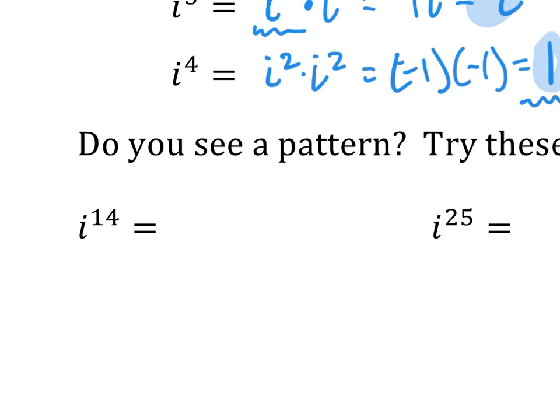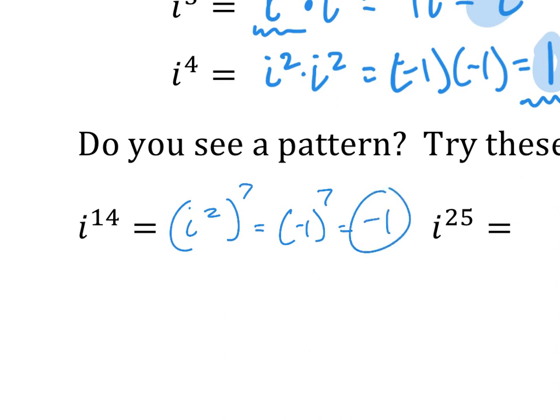So here we can say this. Well, this is I squared to the seventh, right? And what's that worth? Well, that's just negative 1 to the seventh. And negative 1 to the seventh is negative 1. So I to the 14th is just worth negative 1.